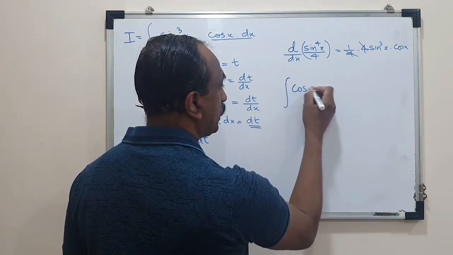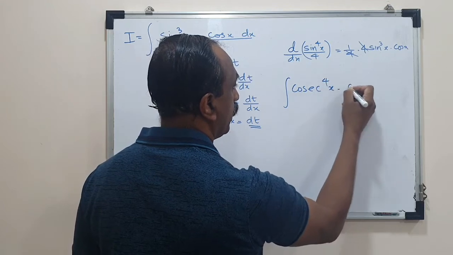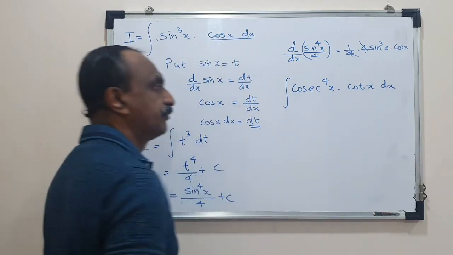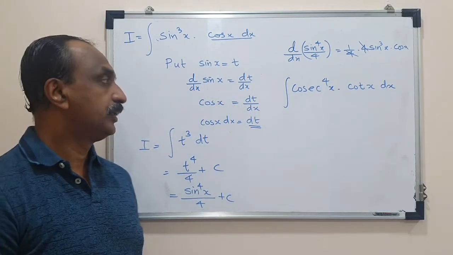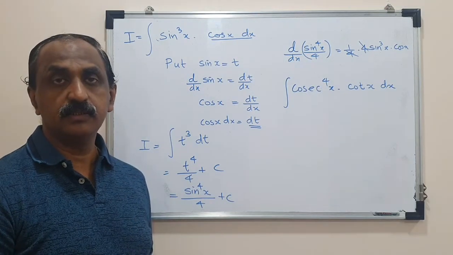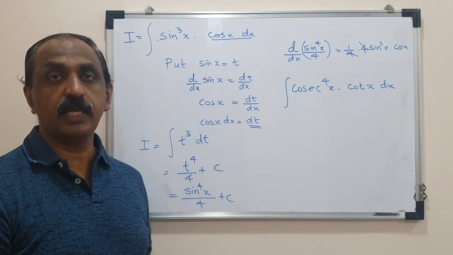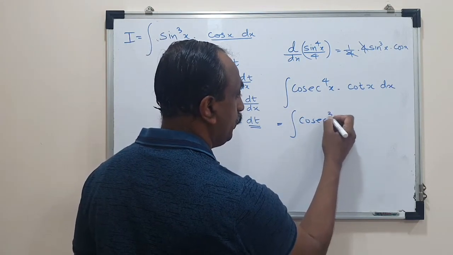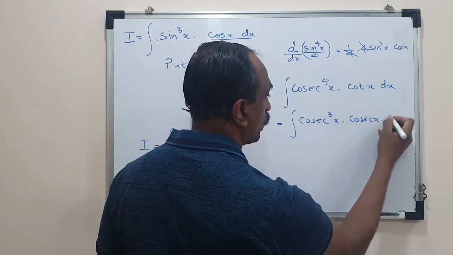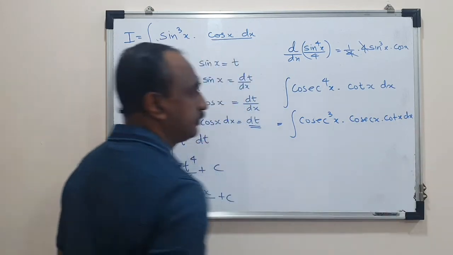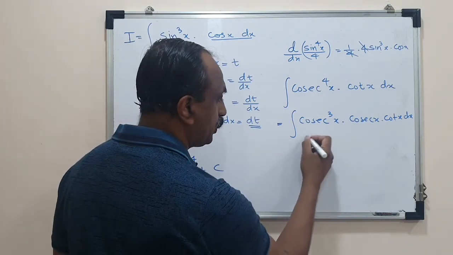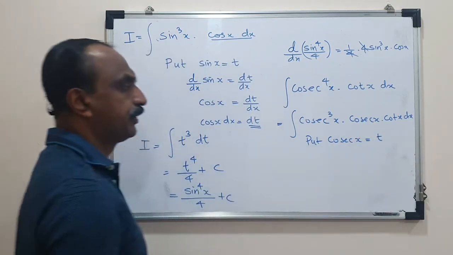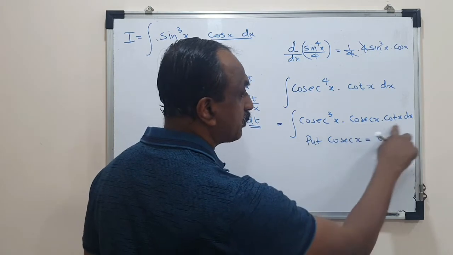Integral of cosec raised to 4 x into cot x dx. Now what can we substitute over here? If I take the derivative of cosec x, the derivative of cosec x is minus cosec x cot x. So what I do is, I split this as cosec cube x into cosec x into cot x. Now I can put cosec x as t, because the derivative of cosec x is minus cosec x cot x.